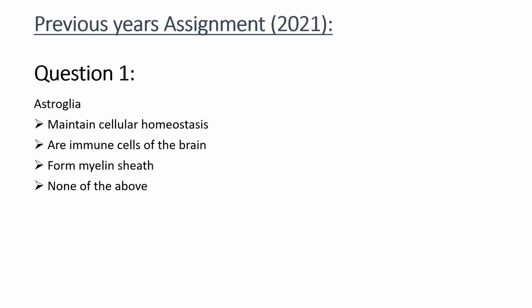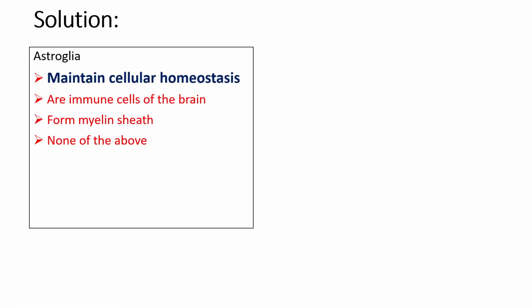Okay, so three of you are saying that it should be option A. So the astroglia maintains cellular homeostasis. Before we move on to discussing the solution, let's discuss option B and option C. Are the immune cells of the brain. As we have discussed, the immune cells of the brain are the microglial cells. Next we have form the myelin sheath. The myelin sheath is mainly formed by the Schwann cells in the peripheral nervous system and the oligodendrocytes in the central nervous system. So we are left with one option here, that is maintain cellular homeostasis. So let's see what the right answer is. The right answer is maintain cellular homeostasis, that is, option A is the correct option.